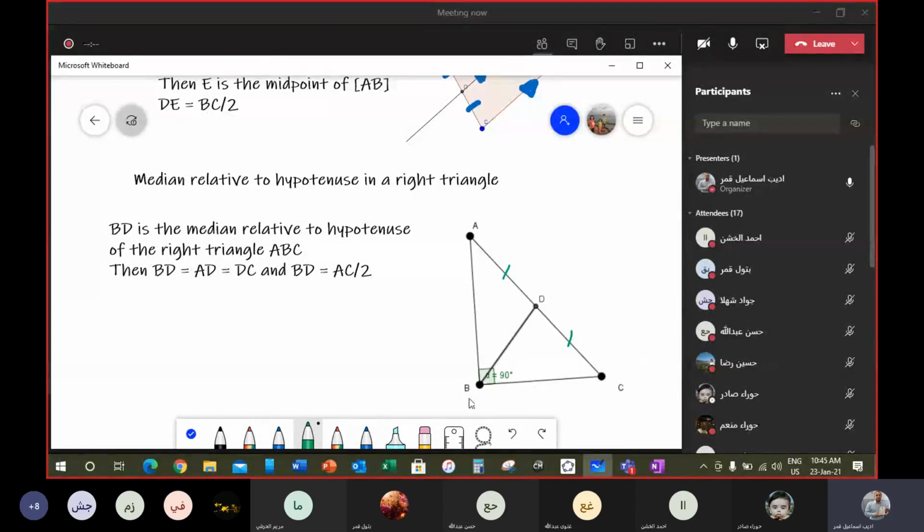This property talks about the median relative to the hypotenuse, meaning the median to the hypotenuse. Where does the median relative to the hypotenuse come from? From the vertex of the right angle, which is B.